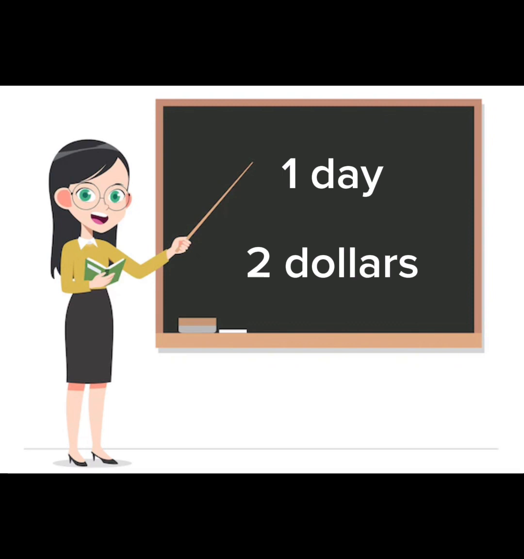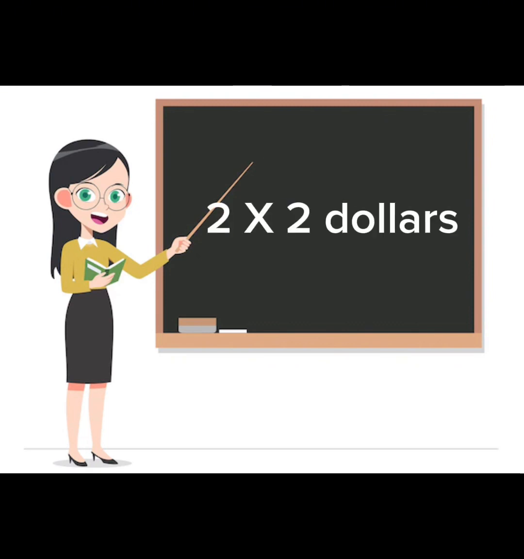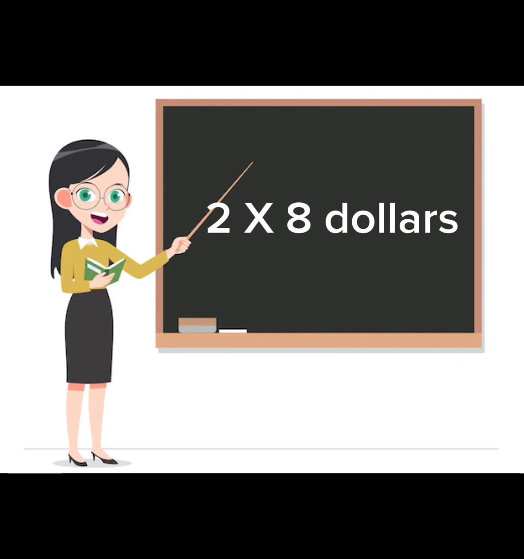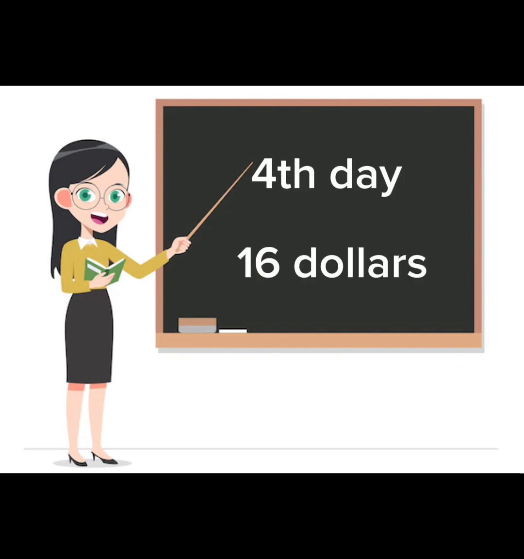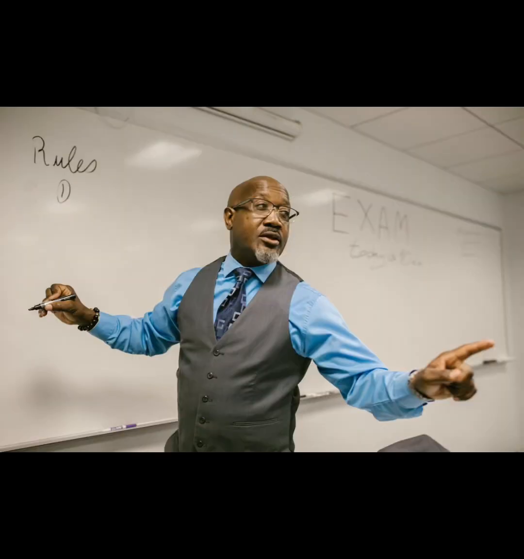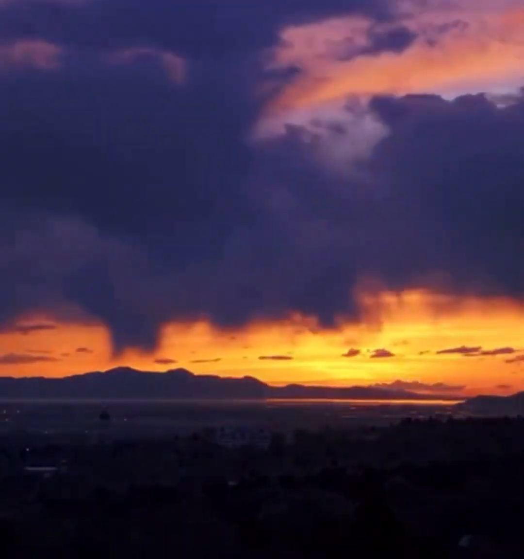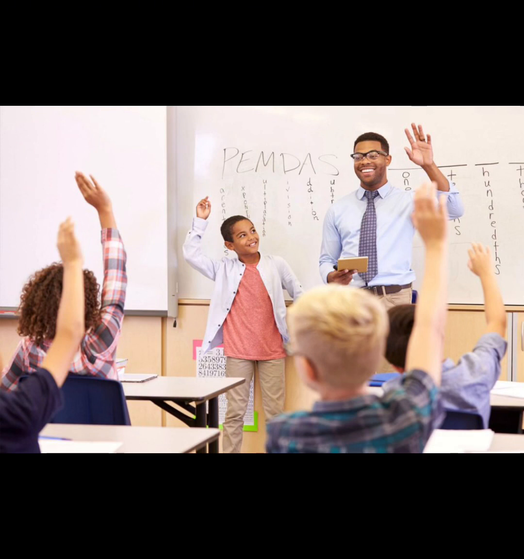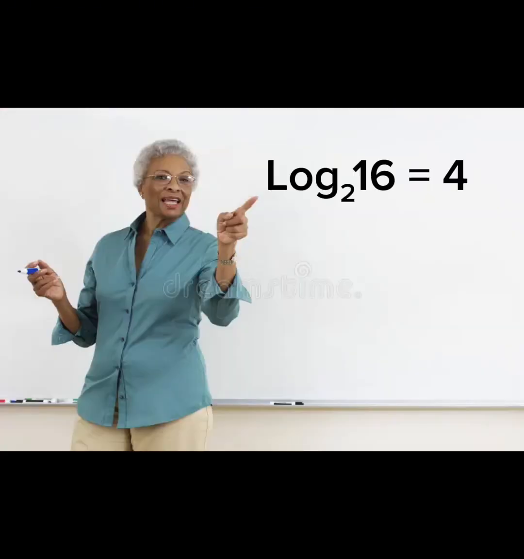The answer is 4 days, as the dollar will be multiplied by 2 in the first day, then be multiplied by 2 again in the second day, making it $4. On the third day, it will be $8, and on the fourth day, $8 multiplied by 2 will be $16. Logarithms help us count how many days have passed, and in this current example it is 4 days. And for those who are interested, the formula is log 2 16 equals 4.